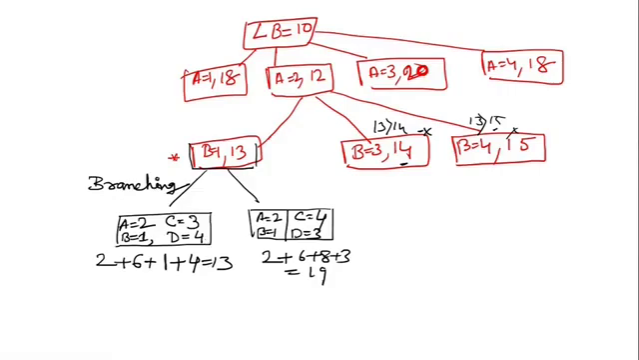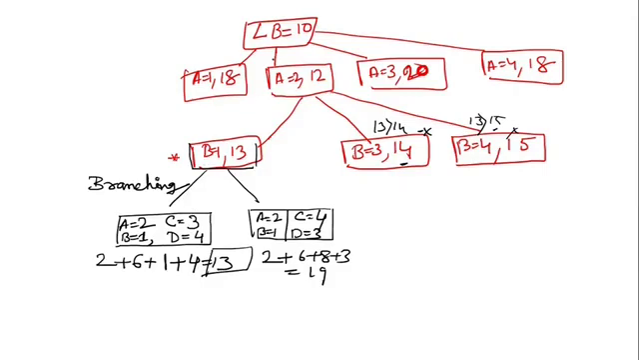So this is the lowest cost. We started with 10 as the lower bound, and the upper bound we are getting here is 13. The maximum cost would be 13, lower bound is 10. So this is the lowest cost, this is the answer.